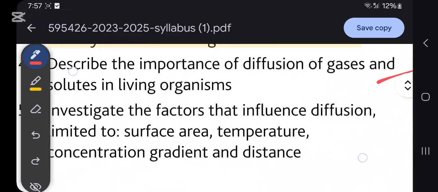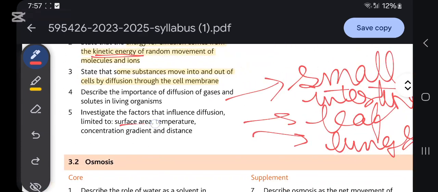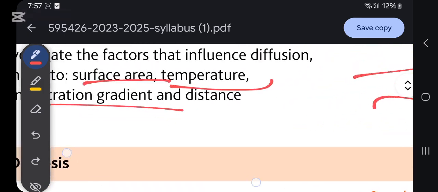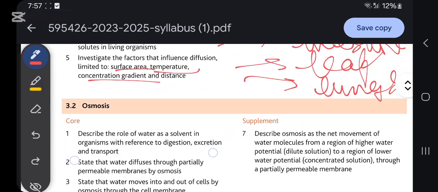Investigate the factors that influence diffusion, limited to surface area. The greater the surface area, the greater the diffusion. The greater the temperature, the greater the diffusion. The greater the concentration gradient, the greater the diffusion. The lesser the distance, the more the diffusion.